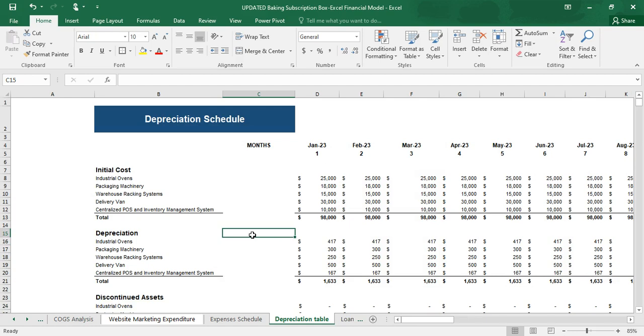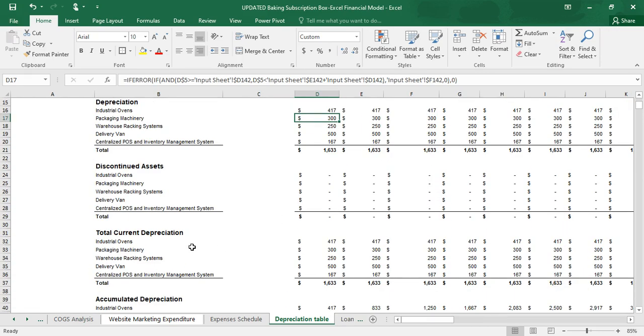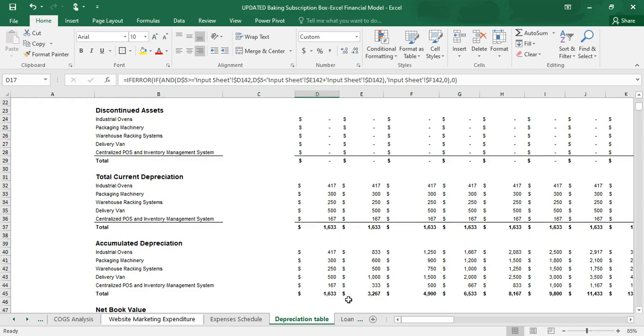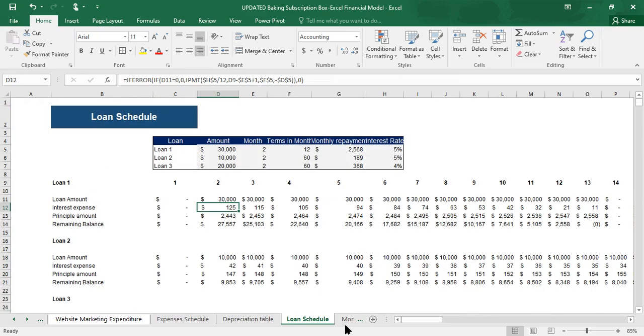In the depreciation table, we have computed the total depreciation for each of the fixed assets for each month. We have also computed the net book value and the accumulated depreciation. Similarly, in the loan schedule, we have calculated the monthly payments for each loan. We have also computed the remaining balance for each loan.